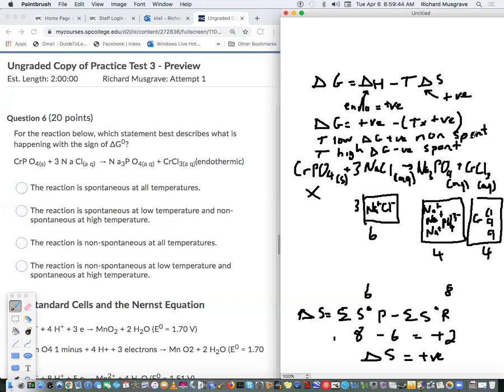Okay, does anybody else have any questions? So what's the final answer on that one then, on that specific question? Well, let's see. The reaction is non-spontaneous at low temperature and spontaneous at high temperature.